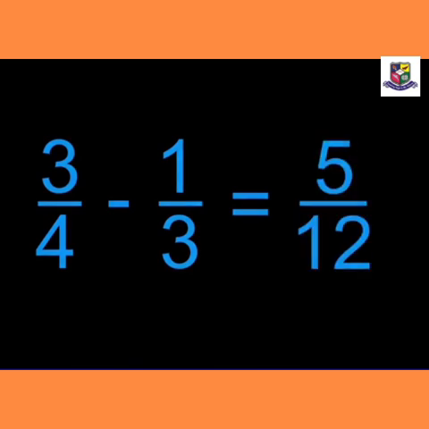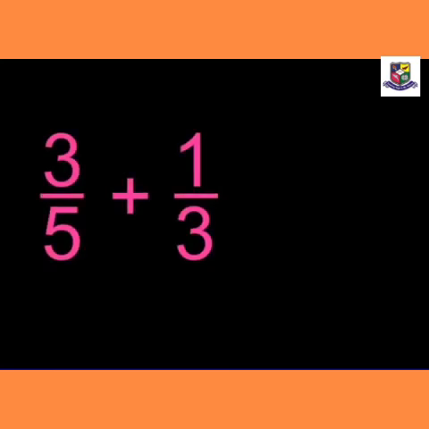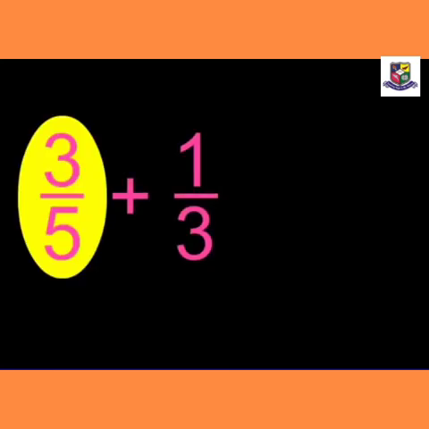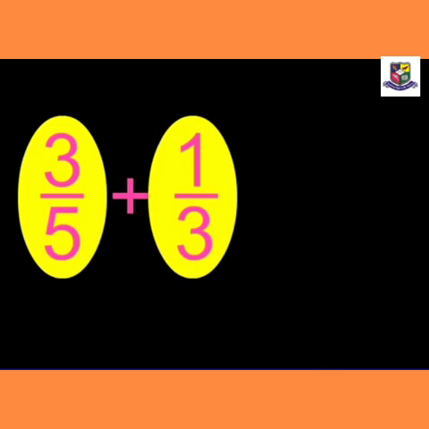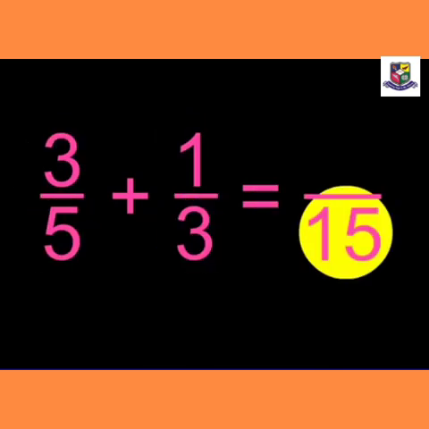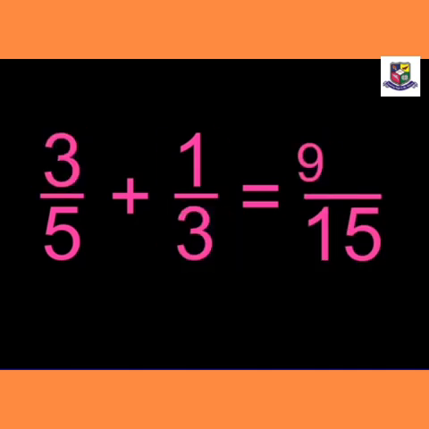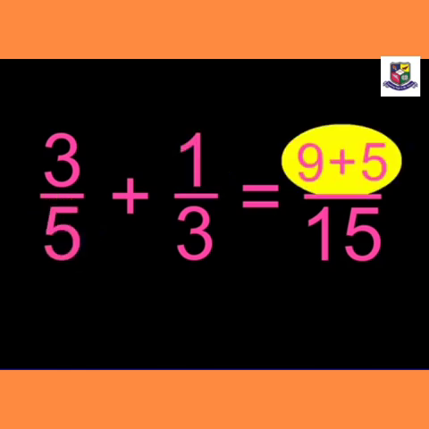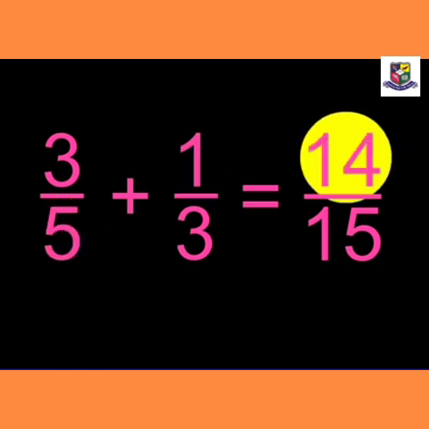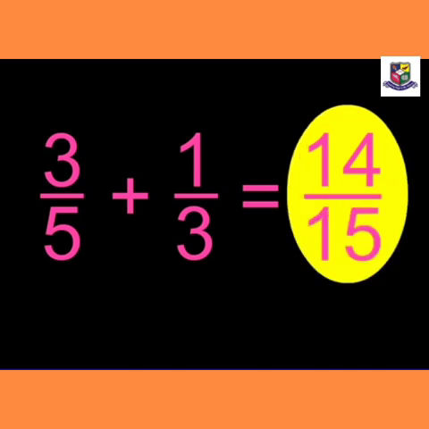Now let's take another example for 3 by 5 plus 1 by 3. Again we have the denominators are different. This is unlike fraction. So multiply 5 by 3, that will get 15. Cross multiply. 3 multiply 3 get 9 and 1 multiply 5 is 5. Now we have the sign between plus. So 9 plus 5 is 14. So we will get our answer here 14 by 15.